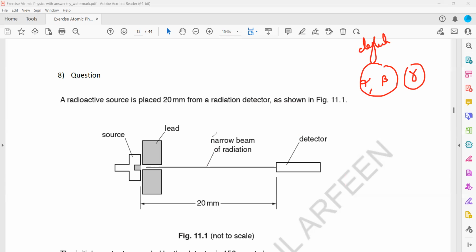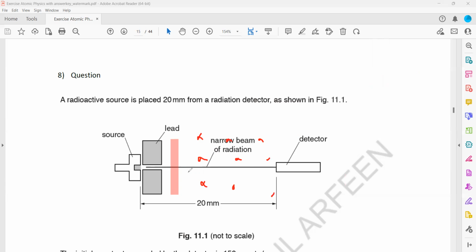Gamma cannot be deflected. If there was gamma, and we place a paper and apply a magnetic field, either in or out, say without paper it was 150, with paper it was 60, and when we apply the magnetic field it remains 60, it means there was no beta. But now the radiation has fallen to a smaller value, which shows that there was beta. That's why applying a magnetic field deflects the beta.